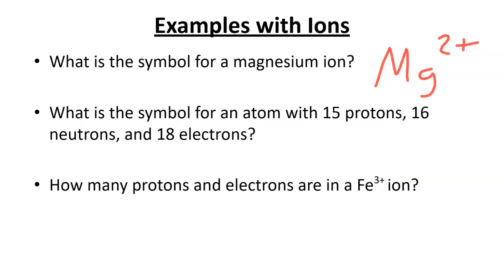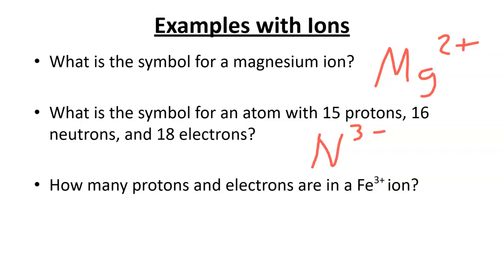What's the symbol for an atom with 15 protons, 16 neutrons, and 18 electrons? Well, the number of protons identifies the element, so the element with 15 protons is nitrogen. If it has 3 additional electrons, it has a -3 charge.